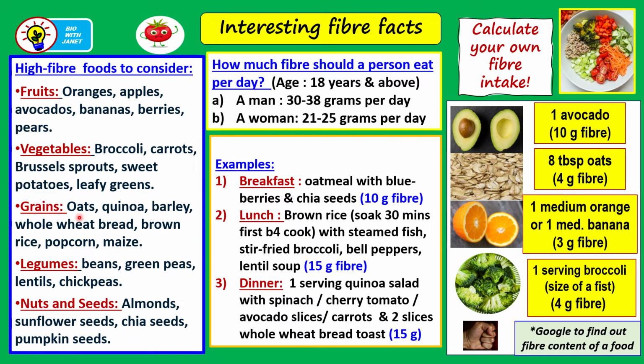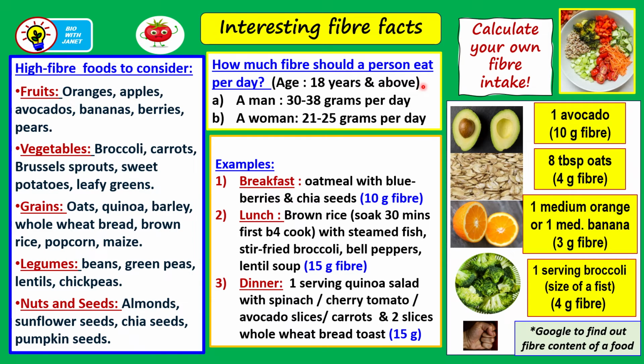Grains such as oats. These are whole grains: oats, quinoa, barley, whole wheat bread, which is brownish in color. The refined ones are usually white, but the whole grain products are usually a bit brownish in color. Legumes such as beans, peas, lentils like dal, and chickpeas. Nuts and seeds such as almonds, sunflower seeds, walnuts, chia seeds, pumpkin seeds. Now, how much fiber should a person eat per day? It depends on the gender and also the age.